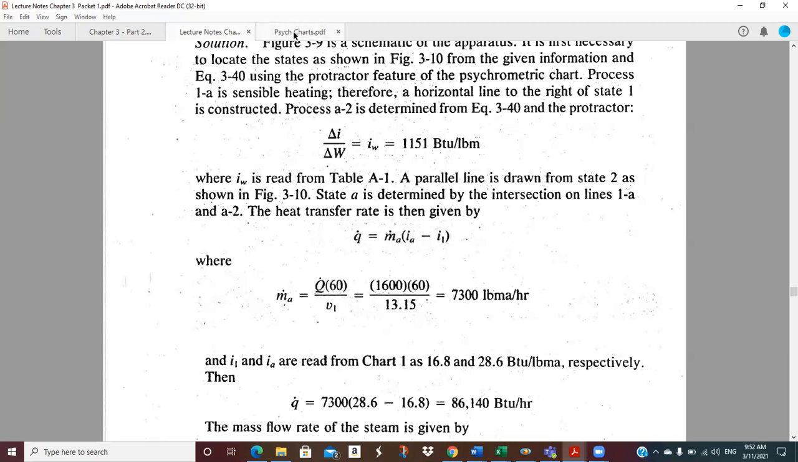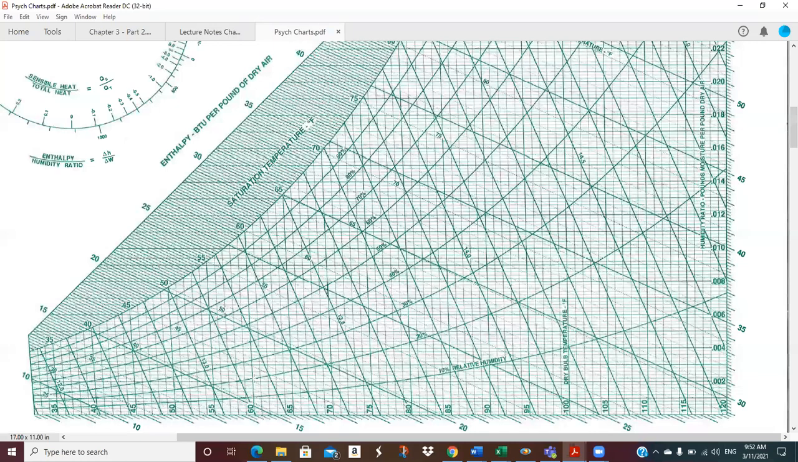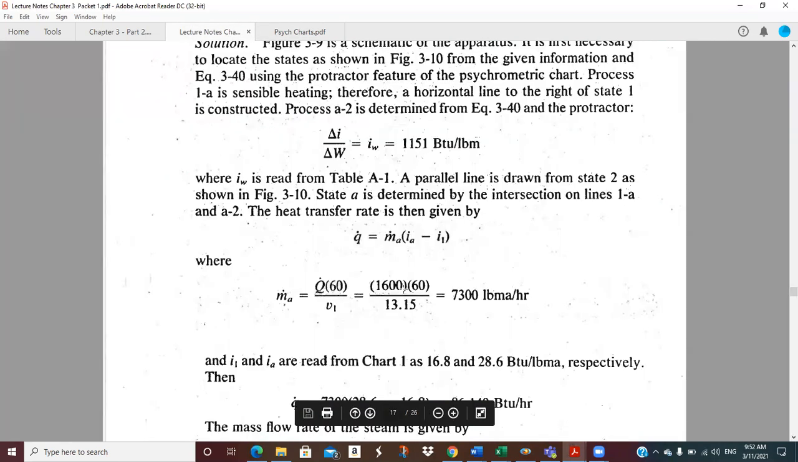And so let's go back to the psych chart. And so 60, so he's right over here. And so there's 13, there's 13.1, there's 13.2. And so 13.15, this one looks like it might be 13.14 or something, but you know, it's right there. So I'd say he read it pretty well. Okay. And so you divide, and that's feet cubed per pound mass. And so when you divide by it, the feet cubed cancel, and we get pound mass per hour. So our mass flow rate is 7,300 pound mass per hour of dry air. And so that's what lbm a is: lbm is pound mass, and the a is there to remind you it's the dry air flow that we're calculating here.